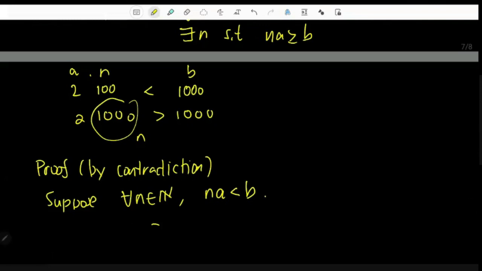So, let S be the set... or rather, gawin nating B minus NA. Okay. So, the set B minus NA. Well, kung B minus NA, ibig sabihin yan, mas malaki yan sa 0. Parang tinranspose mo dun yung, yan. Okay. So, anong ibig sabihin?